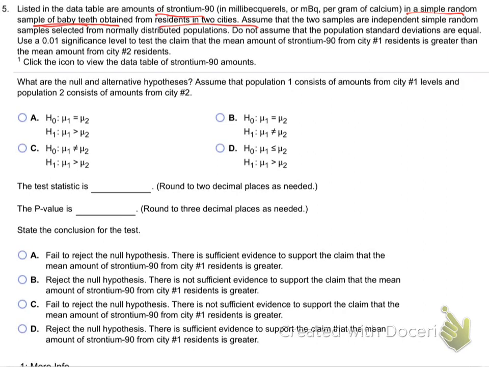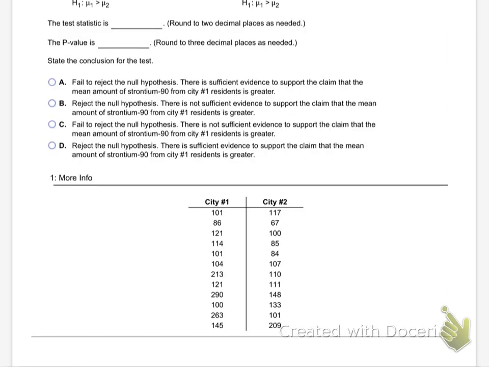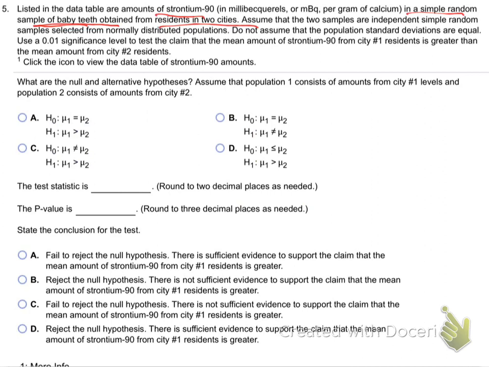Okay, let's go see that data. There it is. There's the amounts of strontium-90 from the baby teeth samples in City 1 and City 2. I don't know what strontium-90 is exactly, but we're looking for it in baby teeth. So we're talking about 2 populations. They want me to test, where's the claim?